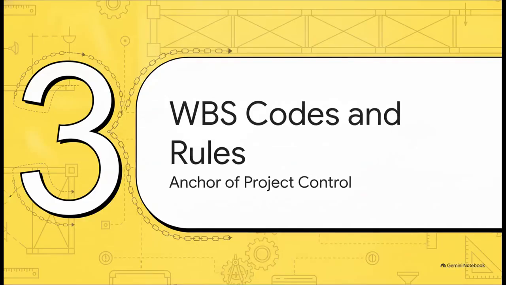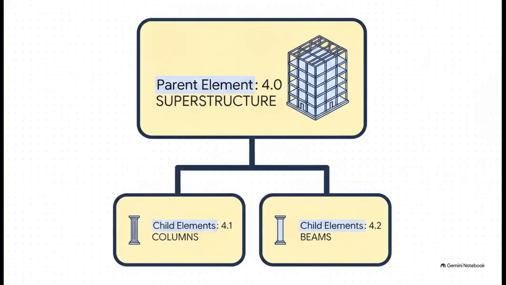Moving on to Section 3, let's talk about WBS codes and the rules of the game. This numbering system we've been using, it's definitely not just for show. Notice the parent-child relationship. 4.0 superstructure is your parent major work section. Beneath it, 4.1 columns and 4.2 beams are the child elements.